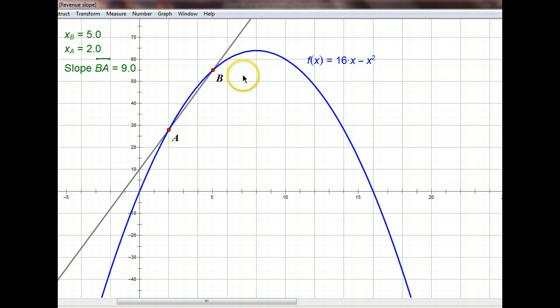Okay, so here's what we had before. We had these 2 points, A is at 2 and B is at 5, and we found that our slope is 9. What we now want to do is find the slope when the distance between A and B is virtually 0. So we're going to take this point B and bring it in closer to point A. Now what you should notice is that the slope of the secant line is getting steeper, but at the same time as points A and B come closer and closer together, it's not going to be a secant anymore. It's going to be a tangent line. And what we want to do is find the slope of the tangent line at x equals 2.